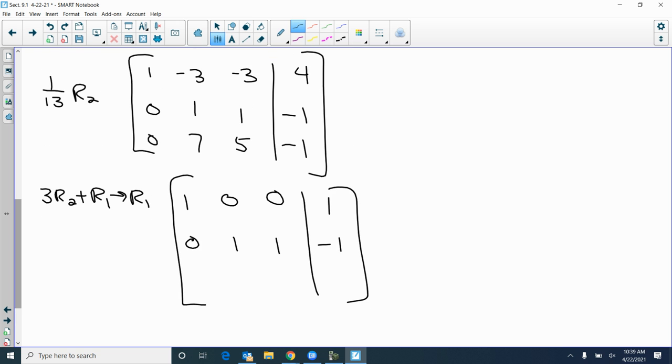All right, how do I make that 7 a 0? Negative 7 times row 2 plus row 3 in for row 3.